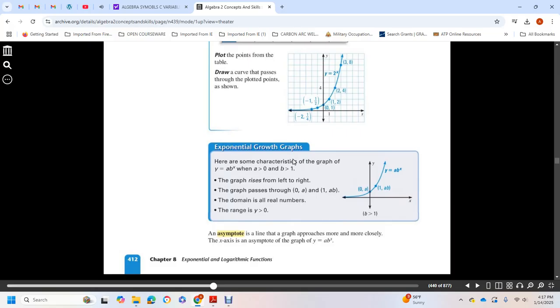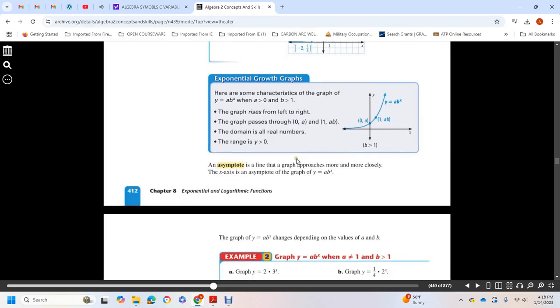Exponential graphs. Here are some characteristics of graphs where y equals a times b to the x, where a is greater than 0 and b is greater than 1. The graph rises from left to right. The graph passes through (0, a) and (1, ab). The domain is all real numbers, and the range is y greater than 0.